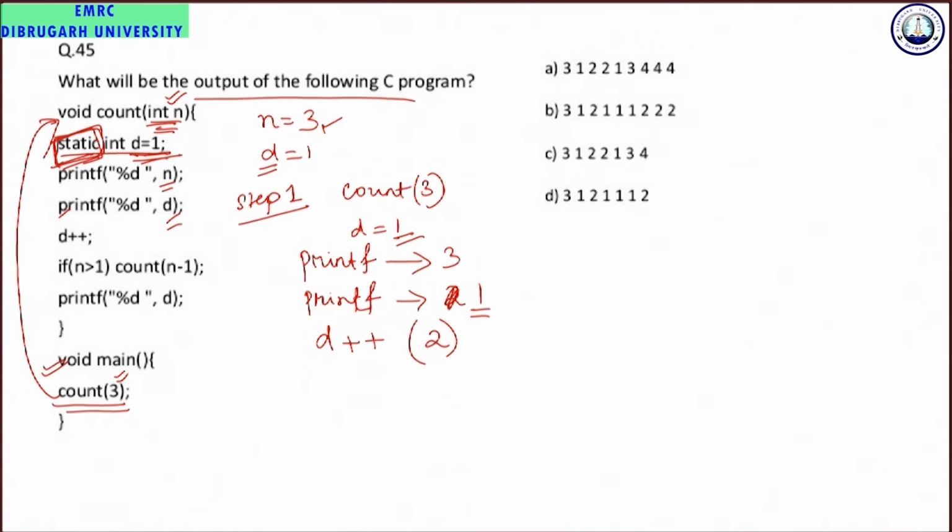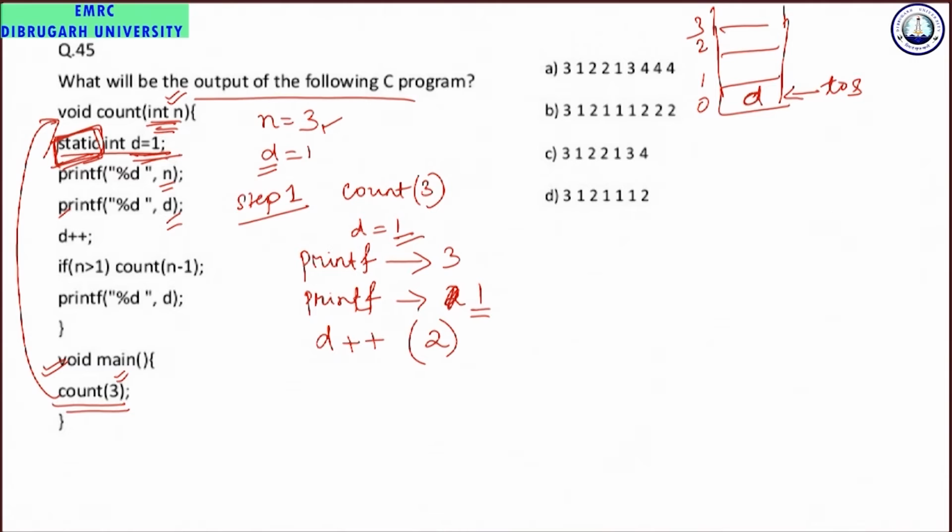Now as this is a static, d is equal to 1 we had declared. So, now suppose if we use a stack, we have to push d here, we have to push d here.